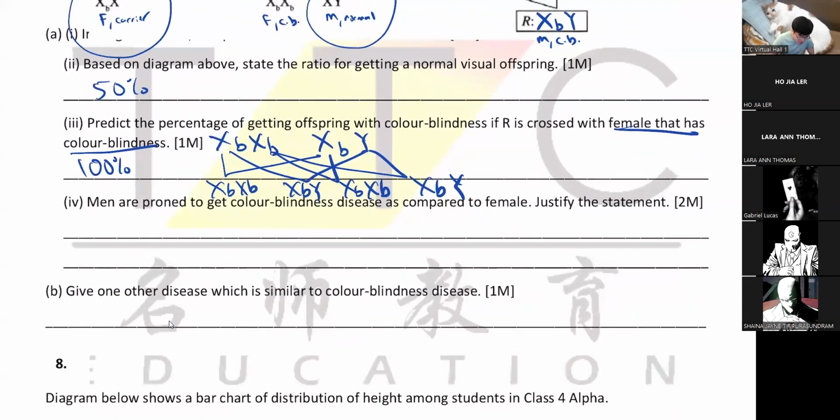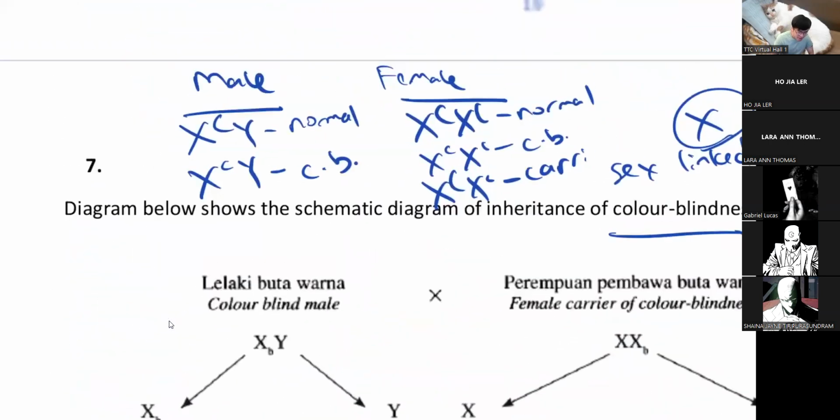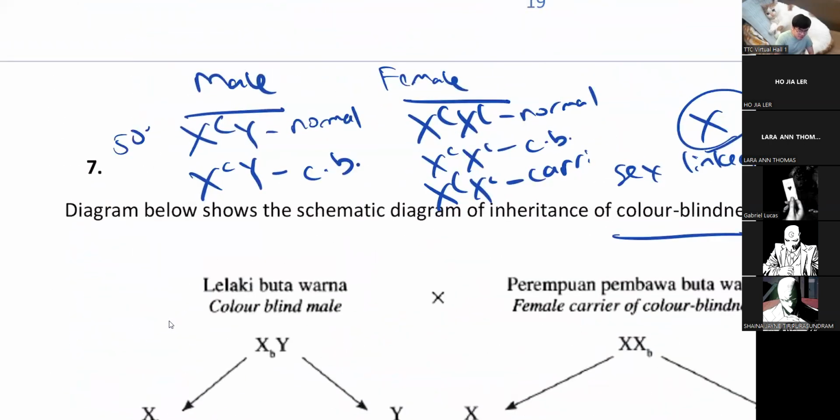So number 4, men are prone to get colorblindness disease as compared to a female. Justify the statement. Why are men more likely to get colorblindness? Because men only have 2 possibilities, you see. Either you are 50% colorblind or you are 50% normal. It's like flipping a coin. Okay, you have only 2 choices. 50% of you getting color blindness.